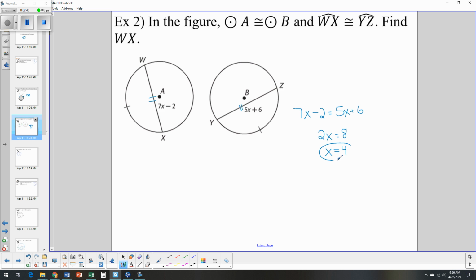But we're not done. They want us to find WX. So WX is 7x minus 2. So we're going to plug that 4 back in. 7 times 4 minus 2. 28 minus 2. Which means WX is 26.